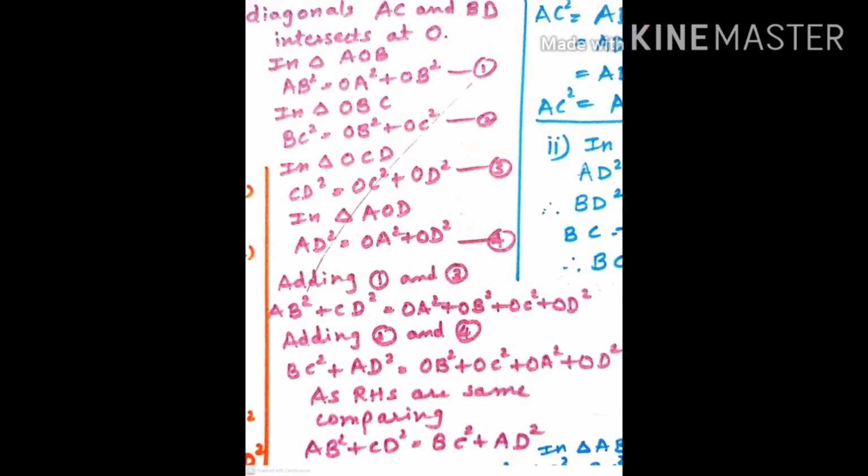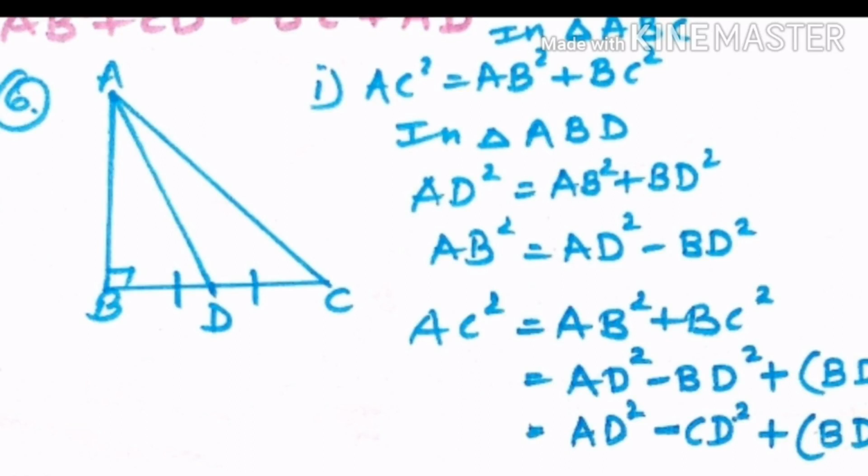Now let's see question number 6. In triangle ABC, angle B is equal to 90 degree and D is the midpoint of BC. Prove that AC square is equal to AD square plus 3CD square. This is the first result. And the second result is BC square is equal to 4 in the bracket AD square minus AB square. Now students, here no figure is given.